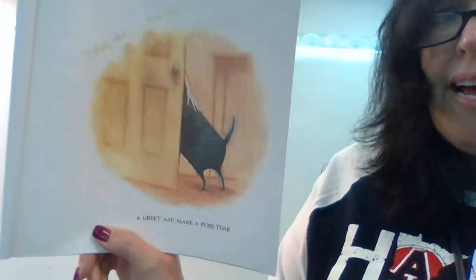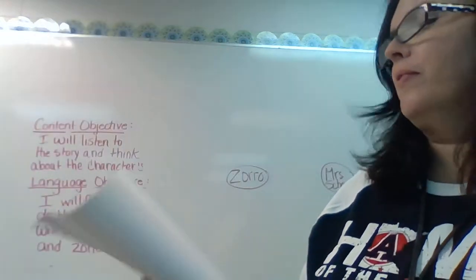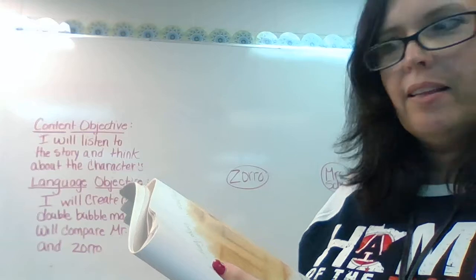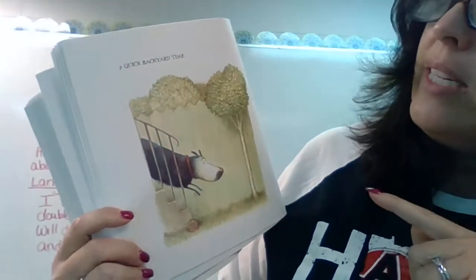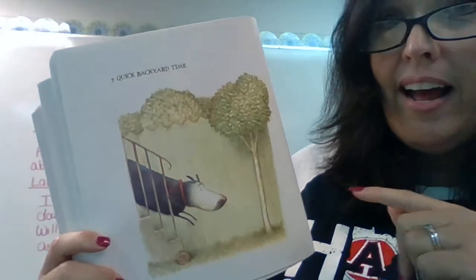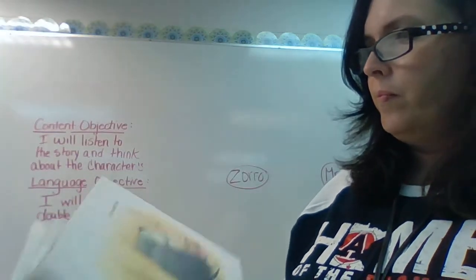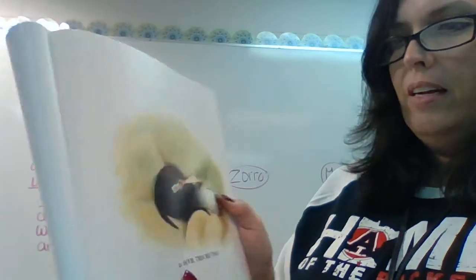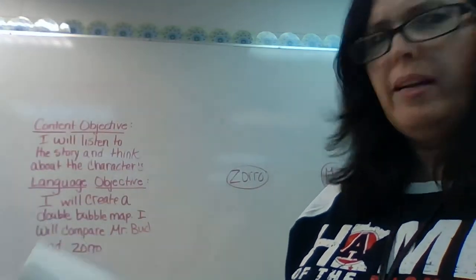Greet and make a fuss time. It's the owner's home. That's who he was waiting for. The owner says, okay, good boy, good boy. I think the owner might think that he's a little crazy and excitable. Quick, backyard time. Dinner time. After dinner walk time. He looks pretty happy. Movie, then bedtime. He's going back to sleep again. Bud likes to sleep a lot.